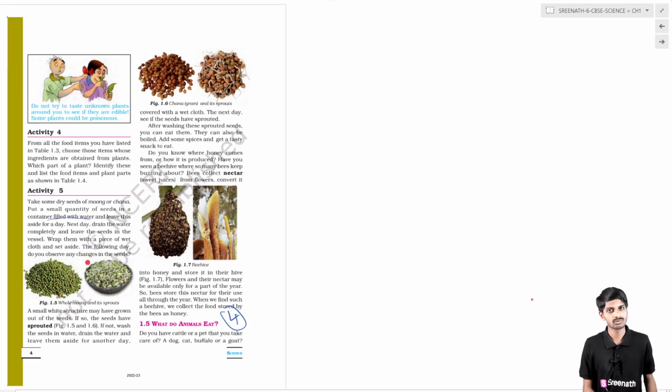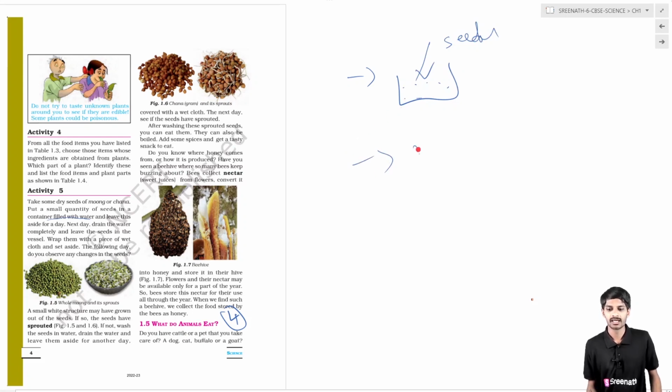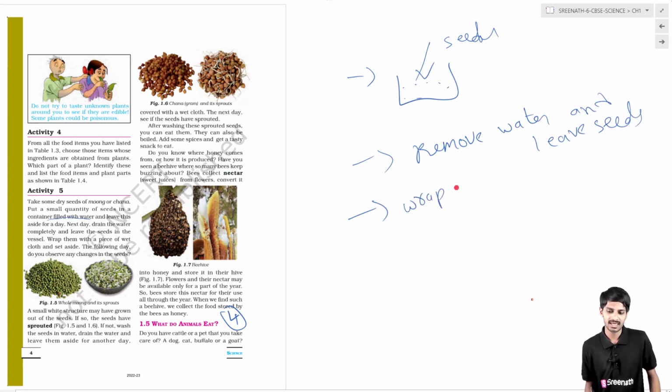The next day, what will you observe? You will observe that your seeds are sprouted. First, what is the first step? Take a container with water for the seeds. Next day, remove the water and leave the seeds. What is the next day? Wrap them in a wet cloth and leave for one day.